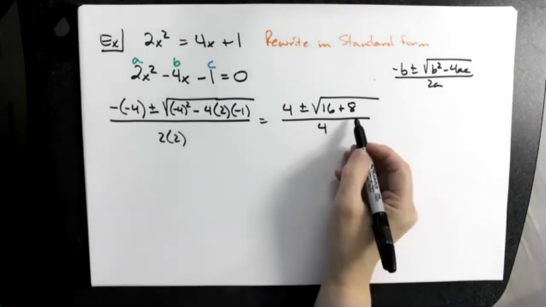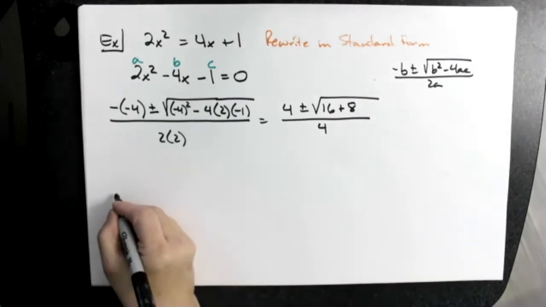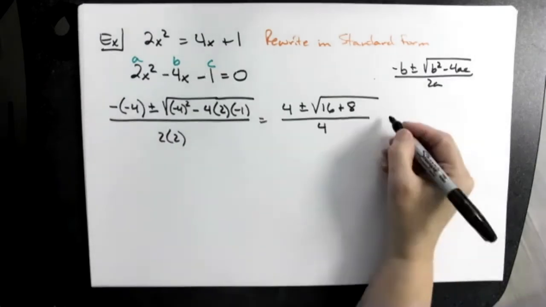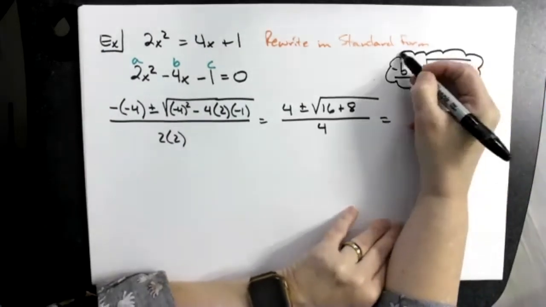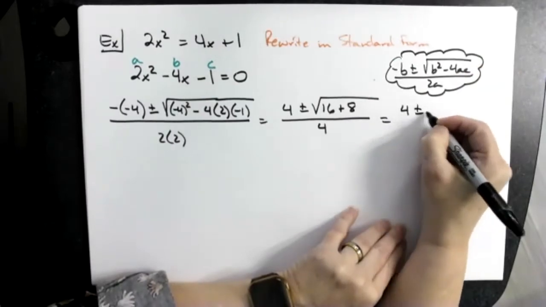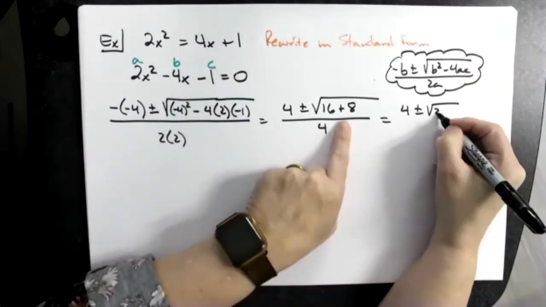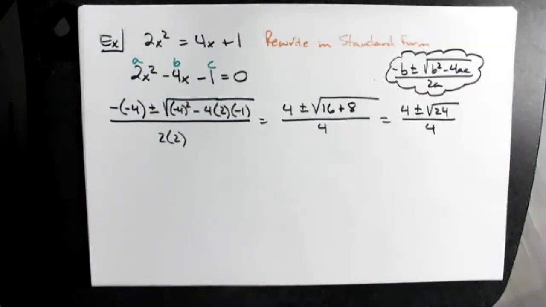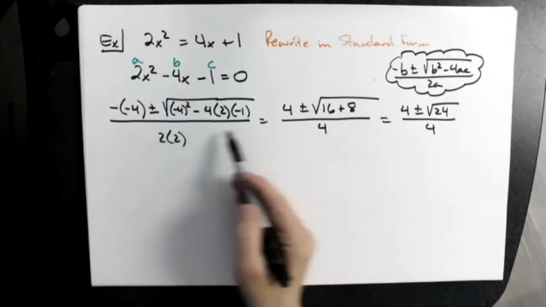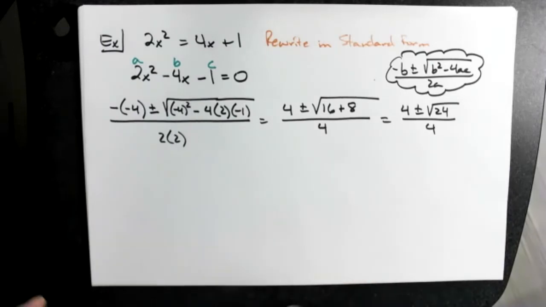Okay, so 16 and 8 is like 24. All right, I'm going to go ahead and keep going across, I guess. Let's put that in a little bubble so we don't get confused. All right, so 4 plus or minus square root of, adding those two there, I get a 24. Now at this point, I've been going across, but you can go down, you can go across, it's not a big deal.